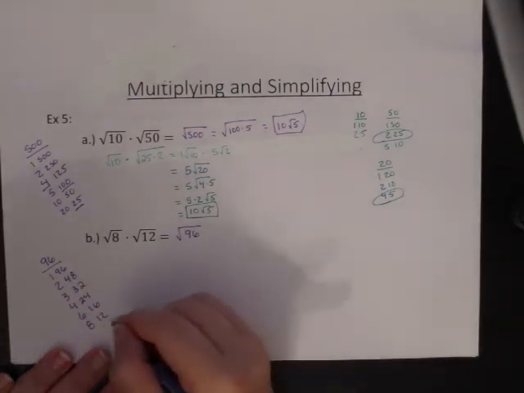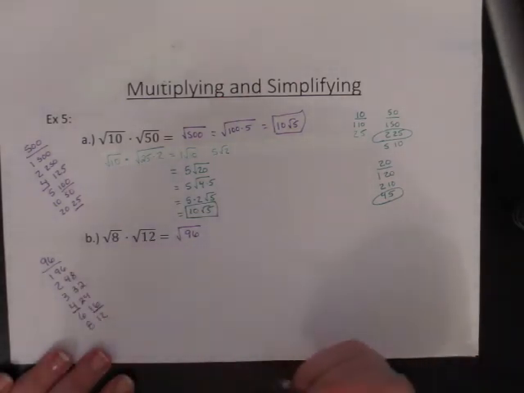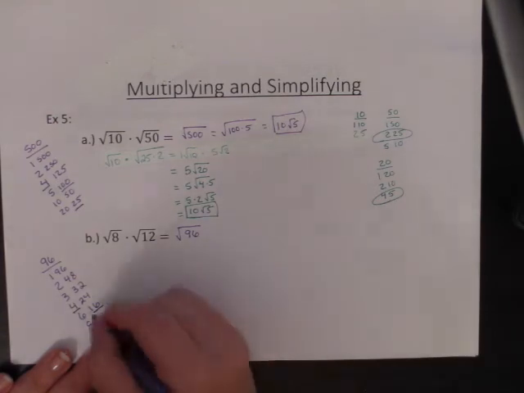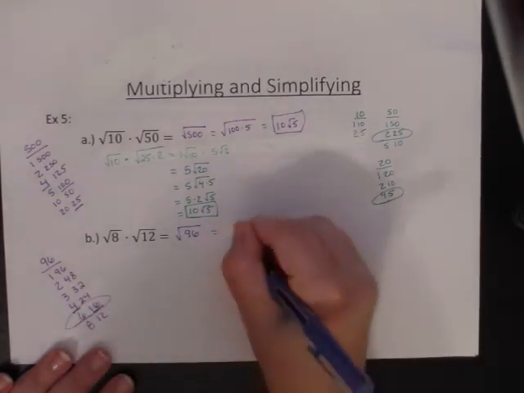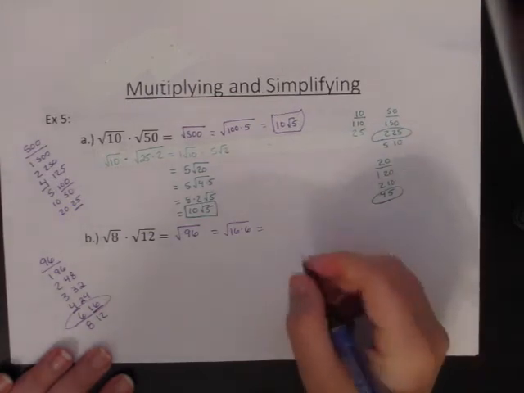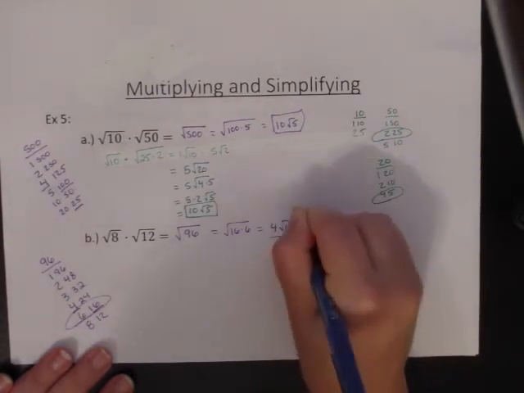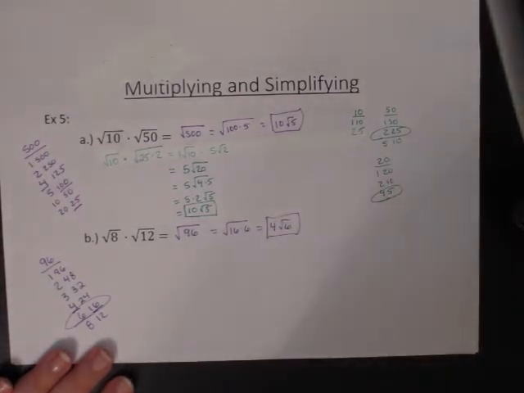Okay, looking for my perfect squares again. I know that 16 is a perfect square, 4 is a perfect square. Do I have any others? Nope. My largest perfect square is going to be the 16, so that's the one that I'm going to use. So I'm going to do the square root of 16 times 6. And the square root of 16 is going to be 4. So I'm pulling out a 4, square root of 6. And that's my answer.